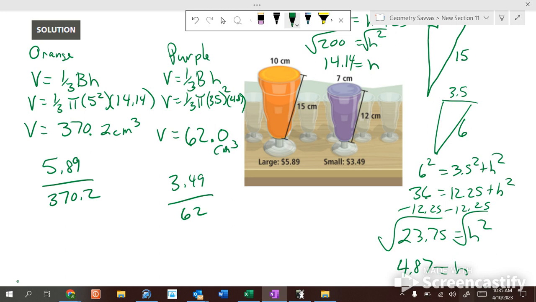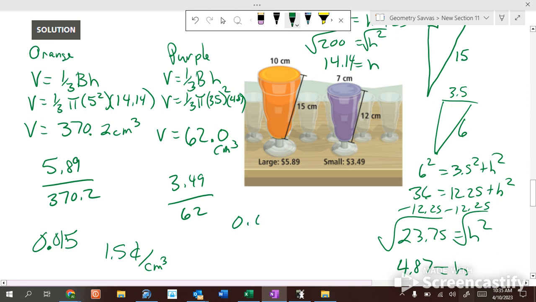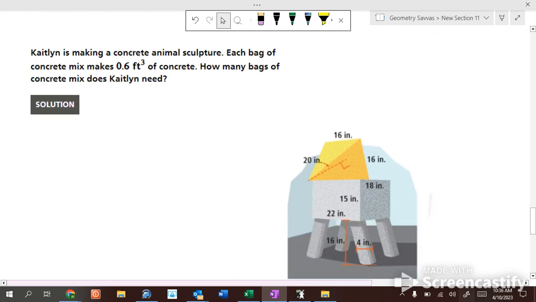Okay, what's 5.89 divided by 370.2? 0.015. So it's 1.5 cents per cubic centimeter. 3.49 divided by 62. 0.056. So it's 5.6 cents per cubic centimeter. So obviously the orange is a much, much better deal.